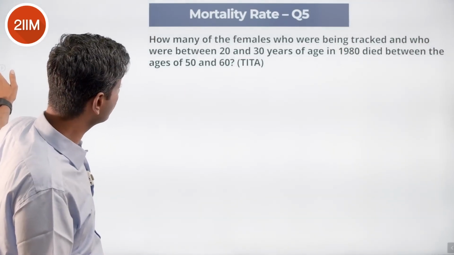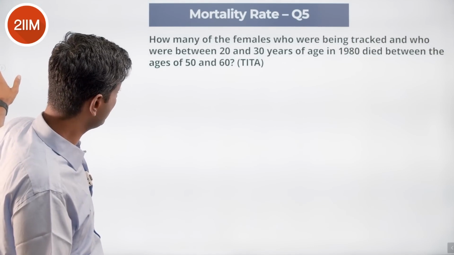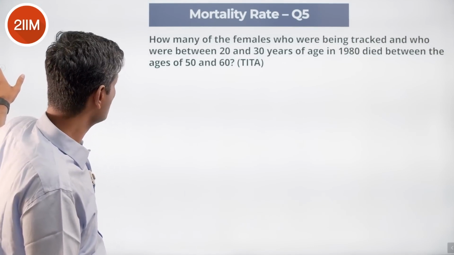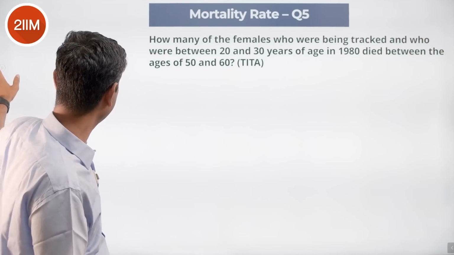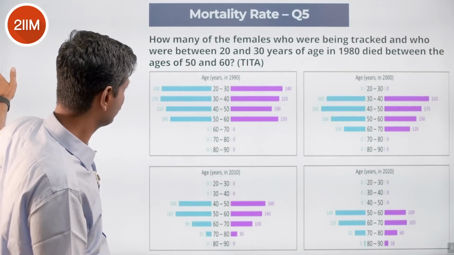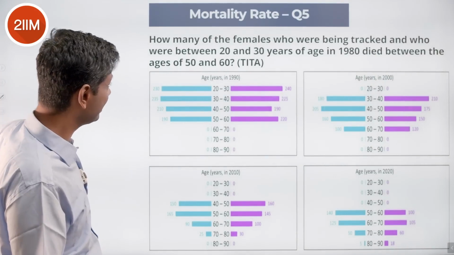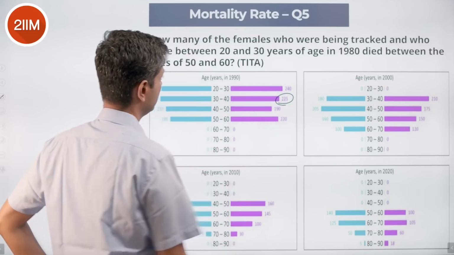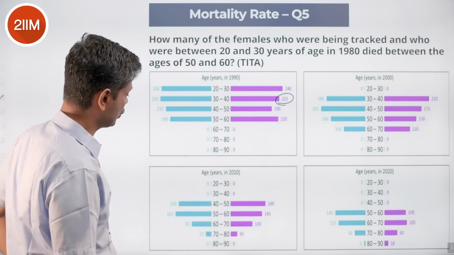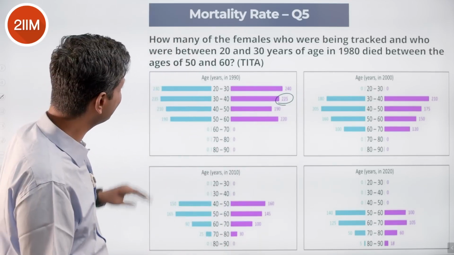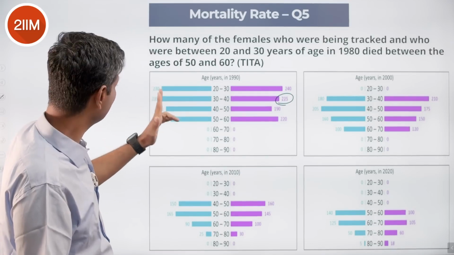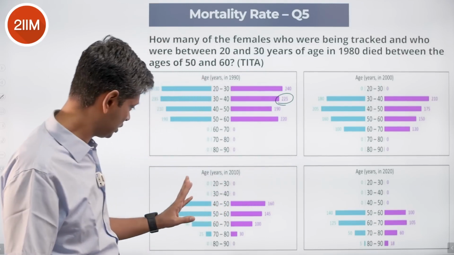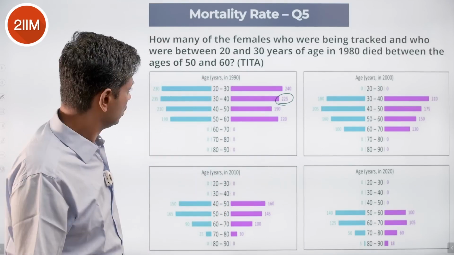How many of the females who were being tracked and were between 20 and 30 years of age in 1980, died between the ages of 50 and 60? 20 and 30 years of age in 1980, that's a second bucket. We're talking about this number. Died between the ages of 50 and 60. 20 and 30 in 1980, this is 30 and 40, 40 and 50, 50 and 60.